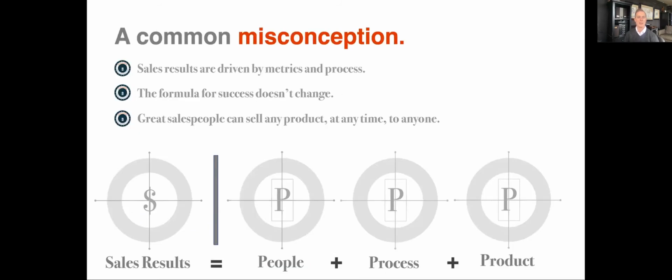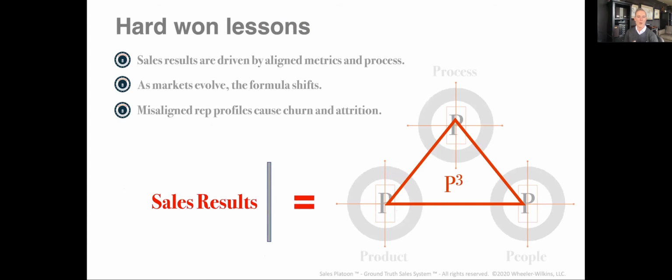There's a common misconception that goes into sales planning, and that is that sales results are driven by metrics and process, and that the formula of success, once set, doesn't change. And the great salespeople, well, they can sell any product at any time to anyone. But we in sales, and in commercial sales in particular, know that's not true. Hard-won lessons tell us that sales results aren't driven by metrics and processes, but by aligned metrics and processes. And that as markets evolve, the formula shifts.